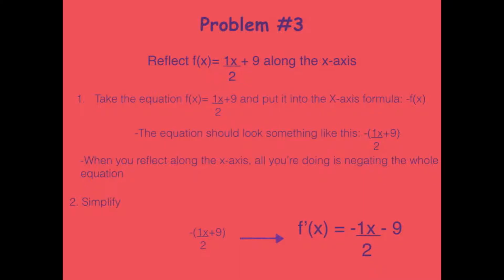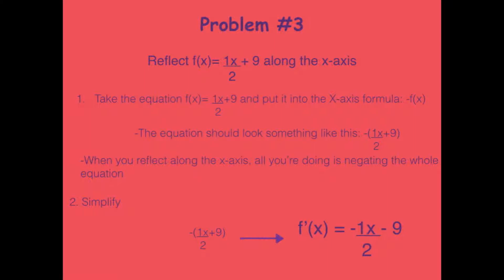Problem number 3. Reflect f of x equals 1/2 x plus 9 along the x-axis. Step 1. Take the equation f of x equals 1/2 x plus 9 and put it into the x-axis formula, negative f of x. The equation should look something like this: a negative sign times the whole equation. So pretty much when you reflect along the x-axis, all you're doing is negating the whole equation.